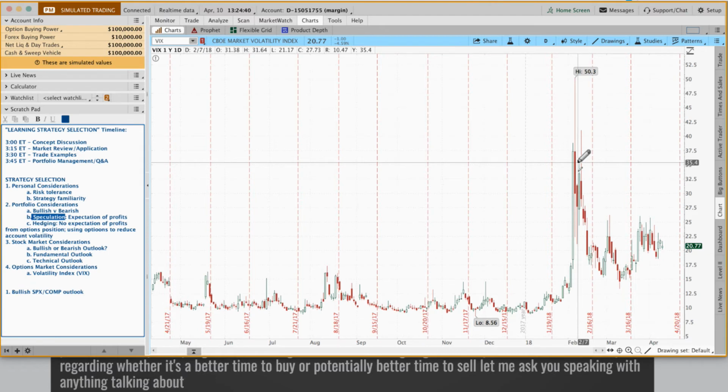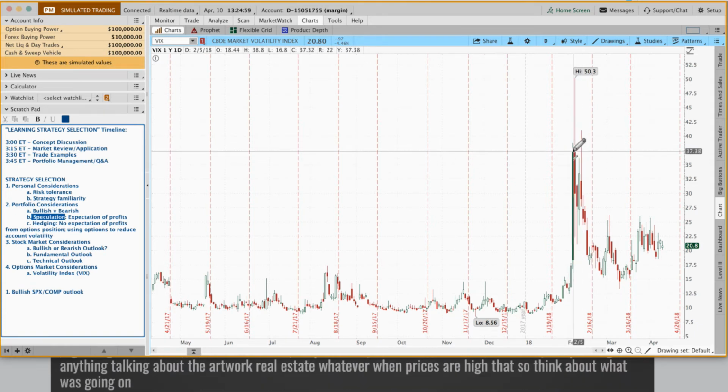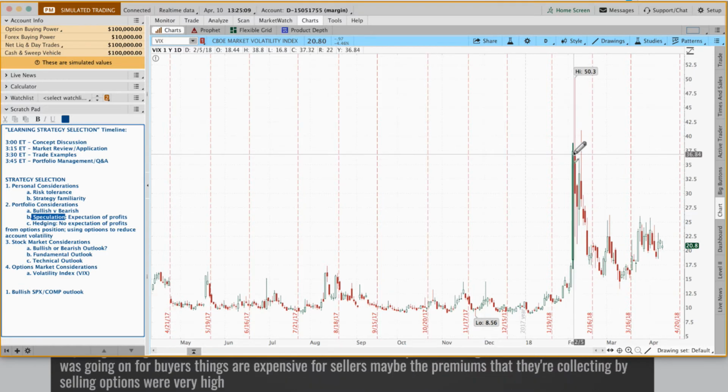We're talking about artwork, real estate, whatever, right? When prices are high, that generally speaking is a more favorable environment for sellers. So think about what was going on with options prices being very high here. It means literally for buyers, things are expensive. For sellers, maybe the premiums that they're collecting by selling options were very high.